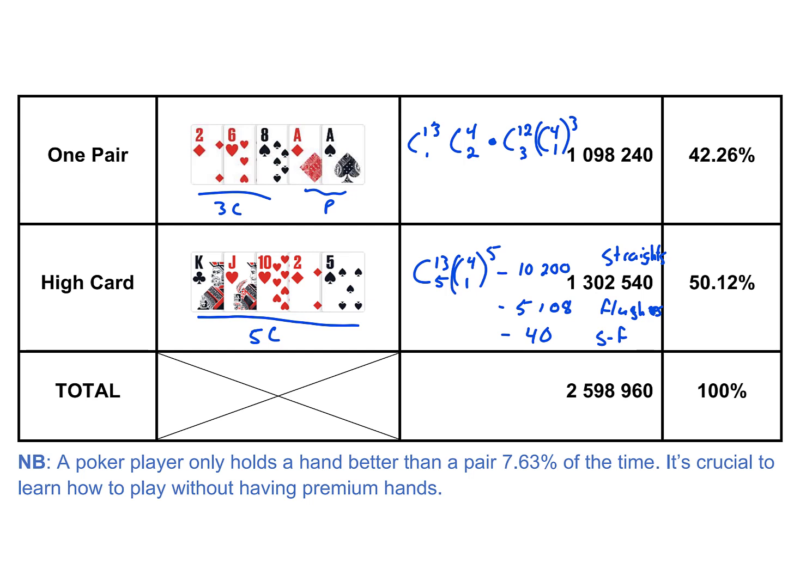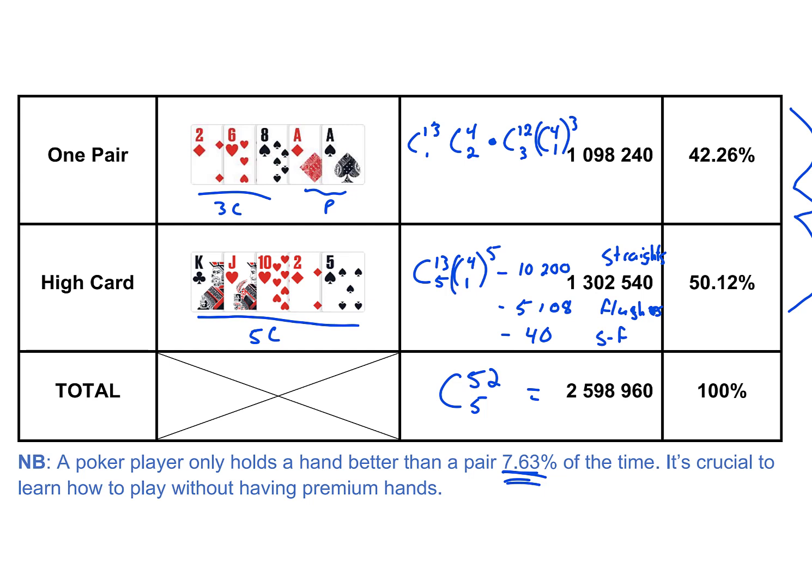And then that should be roughly half of the time, because here you have 52 cards and you choose 5. So again, you divide each of those counts by the total count, and obviously your probabilities should add up to 100. And notice that half the time you're going to have a high card, and then another 42% of the time you're going to have a pair. So it's only 7.63% of the time that you have a hand better than a pair. So it's crucial to learn how to play when you have those times, because 92% of the time, you're not going to have good hands.